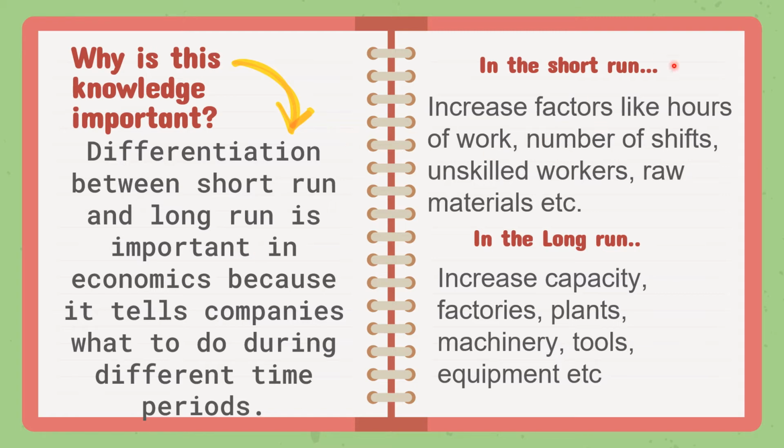For example, in the short run, if they want to increase the output, they could increase factors like hours of work, number of shifts, unskilled workers, raw materials, fuel, electricity, water, transportation, and so on. And in the long run, if they want to increase the output, they have to increase the capacity. They will have to increase the factories, the industrial plants, the machinery, tools, equipment, skilled labor, and so on.